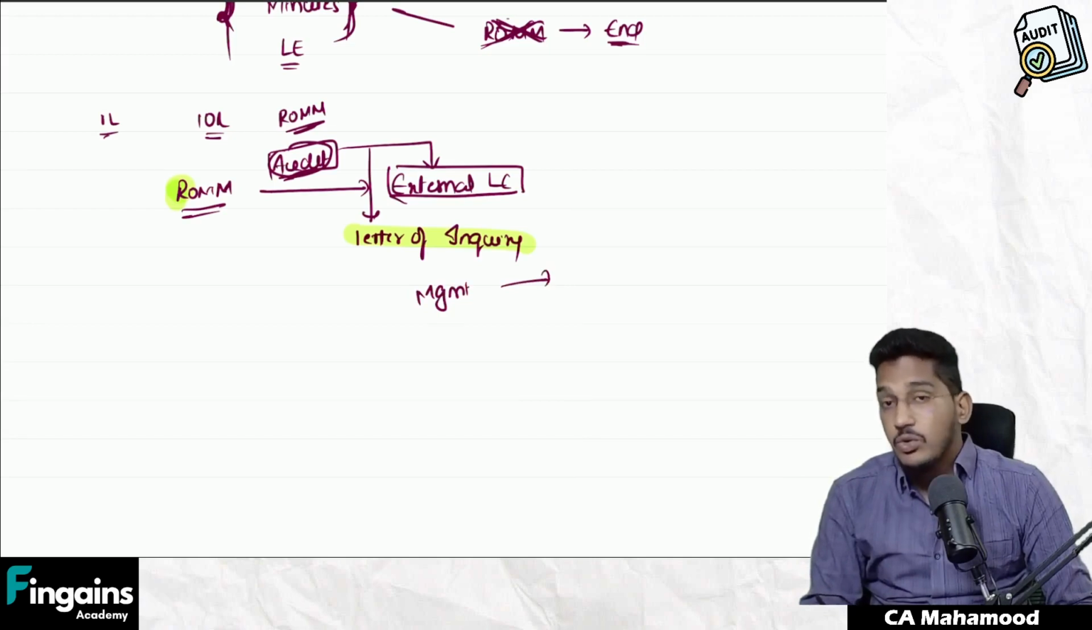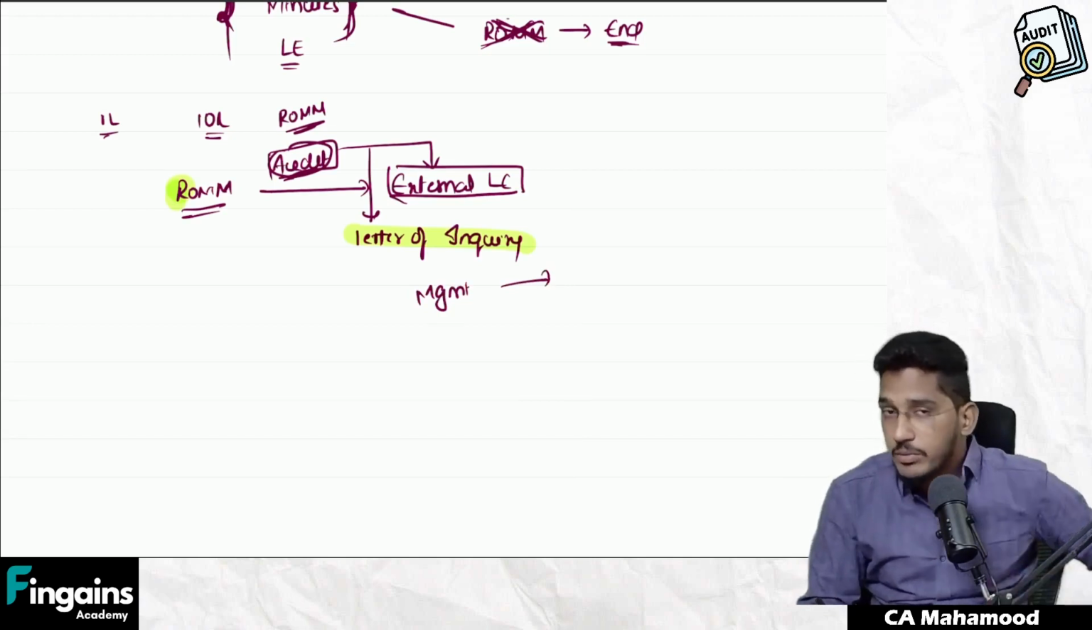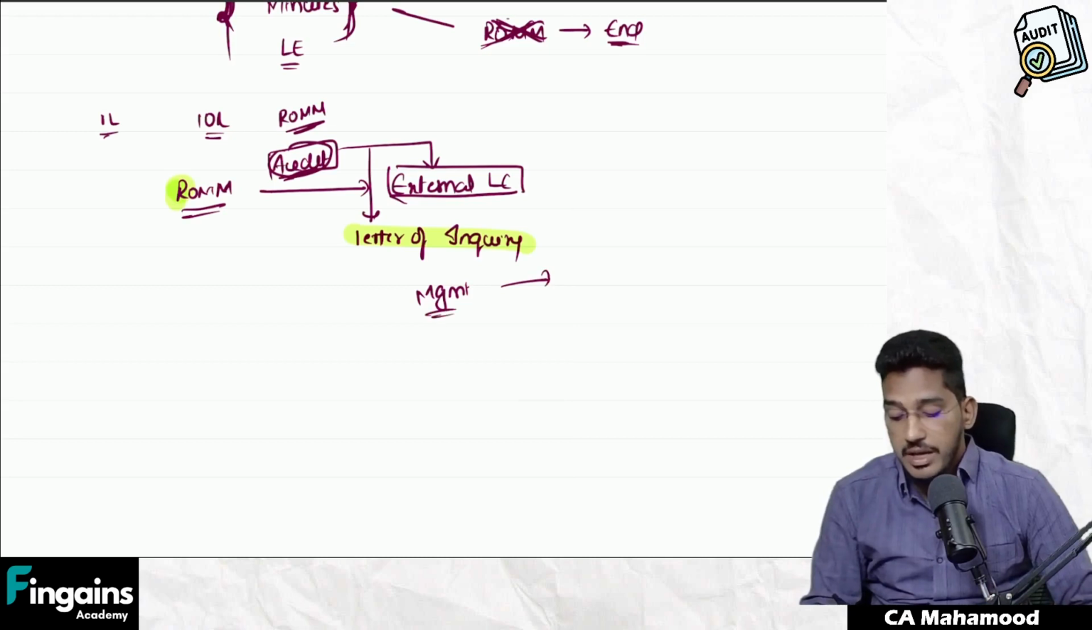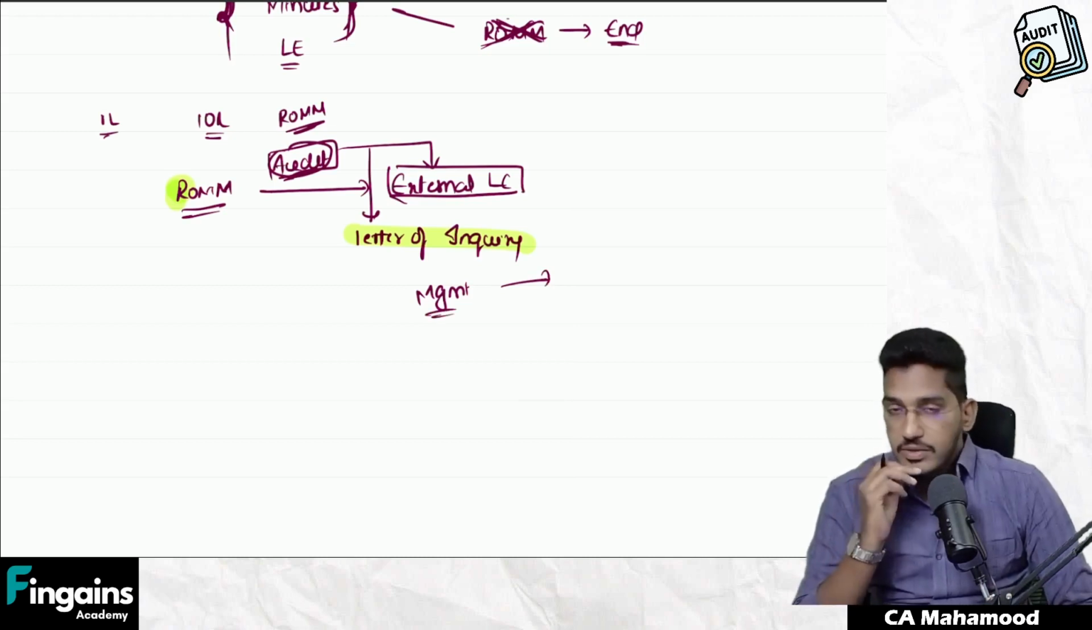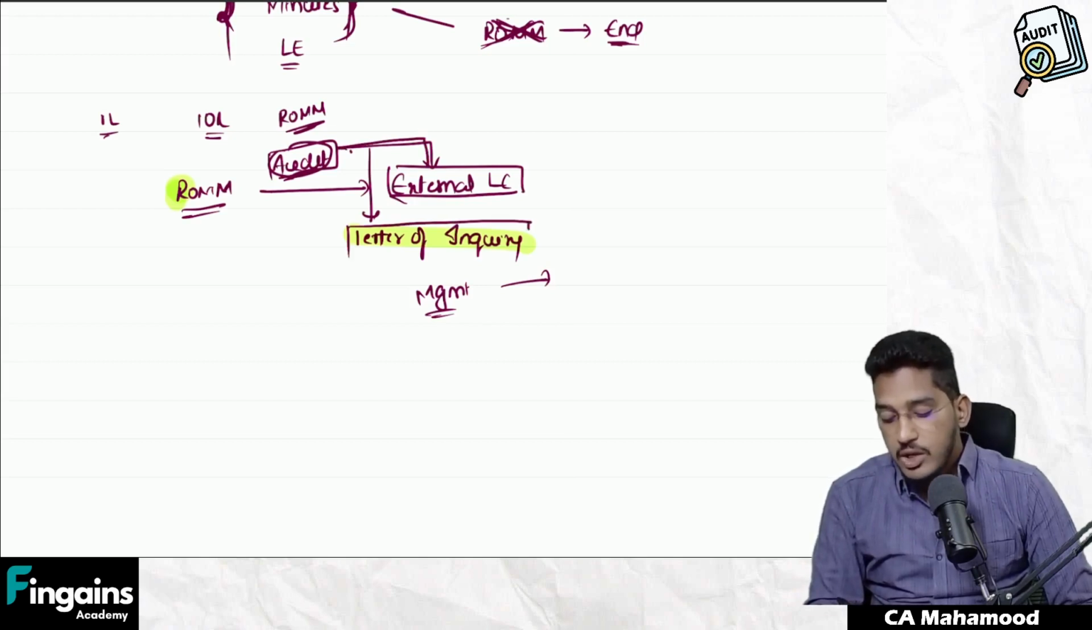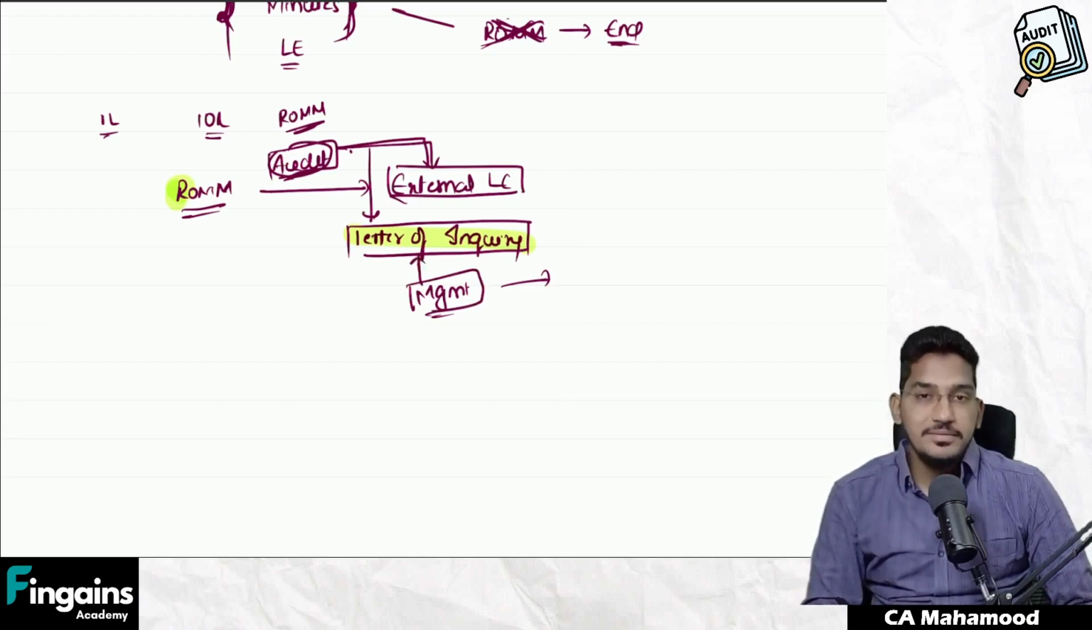Whom to communicate, how to communicate, in what manner you have to communicate with the entity's external legal counsel, the management will come to know. So that's why what the standard is saying here is, as an auditor, you communicate with entity's external legal counsel through a letter of inquiry. But since you don't know how to communicate, whom to communicate, and in what manner to communicate, they are asking, ask the management to prepare that letter of inquiry.